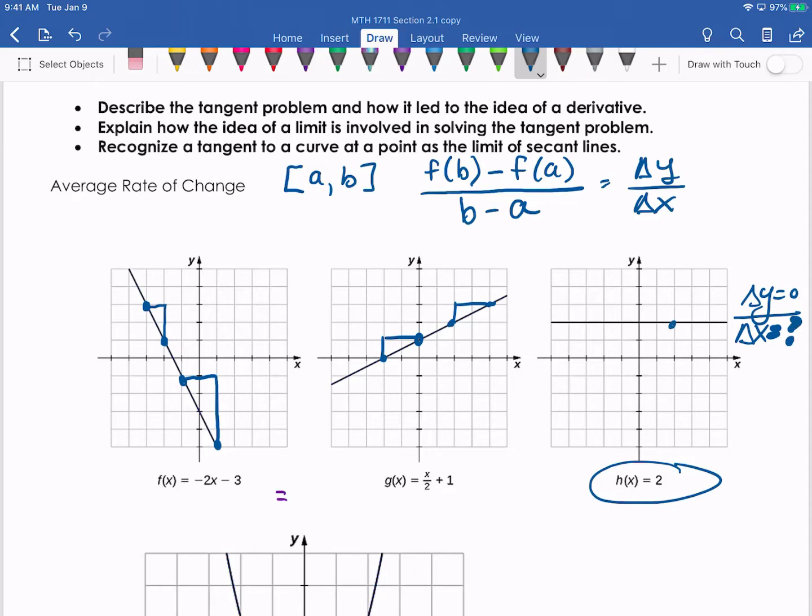If I look at the change in x between these 2 points, that's a change of 3 units, but my y value hasn't changed. I just went straight across. I haven't gone up or down at all. So my ratio is going to be 0 over 3. And no matter what's on the bottom, as long as it's not 0, 0 over something is going to give you 0. So for a constant function, your average rate of change is going to be 0.